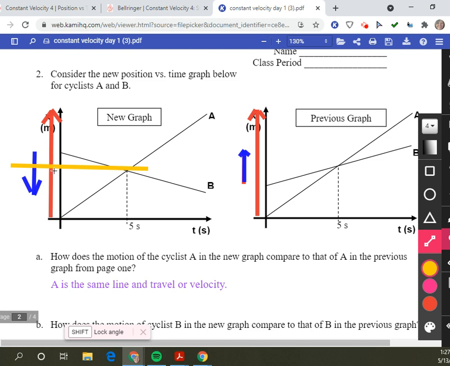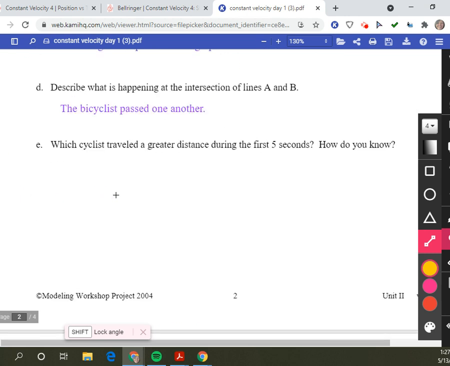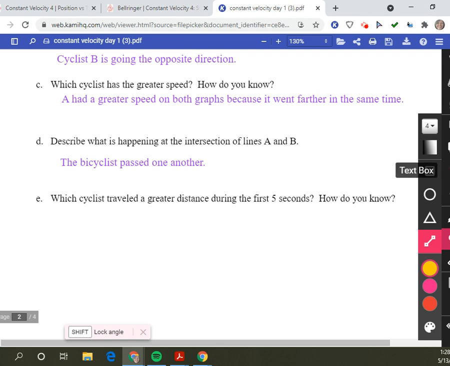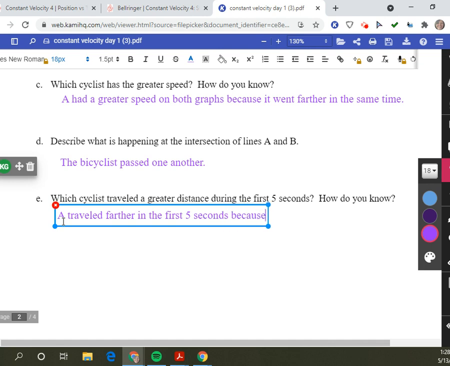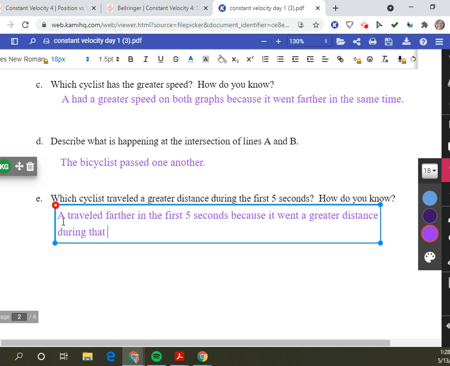A has traveled farther in the first 5 seconds. So A traveled farther in the first 5 seconds. Went a greater distance during that time. Or it traveled farther along the y-axis. We got to make that connection between y-axis and distance.